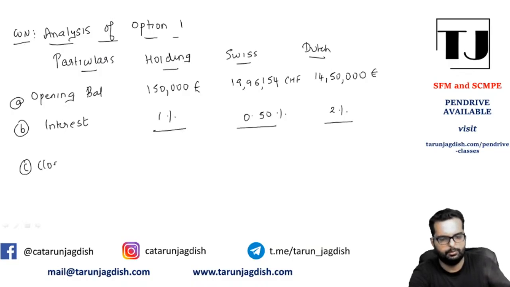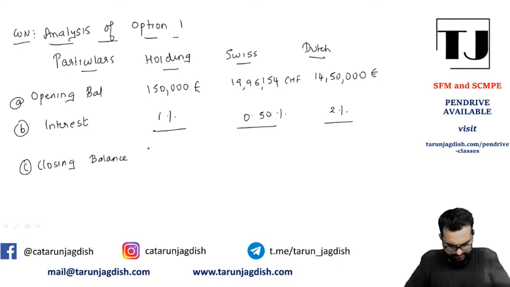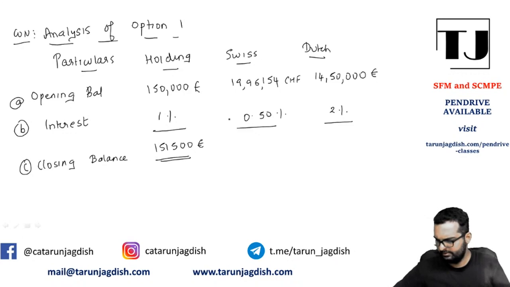So from this, what am I supposed to do? I am supposed to take the closing balance. Okay. This turns out to be how much? 1,51,500 euro. Am I right? What will be the balance over here? 19 lakh 96,154, plus 0.5. Hold on. 0.5 will be for one minute.